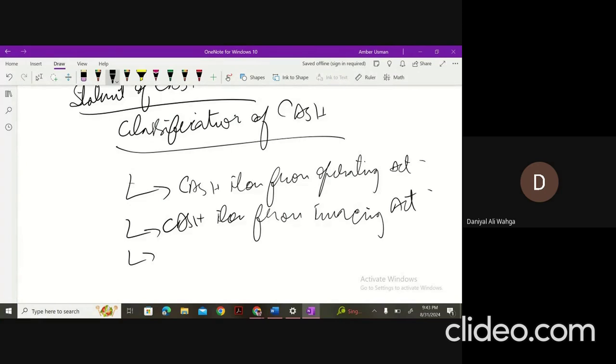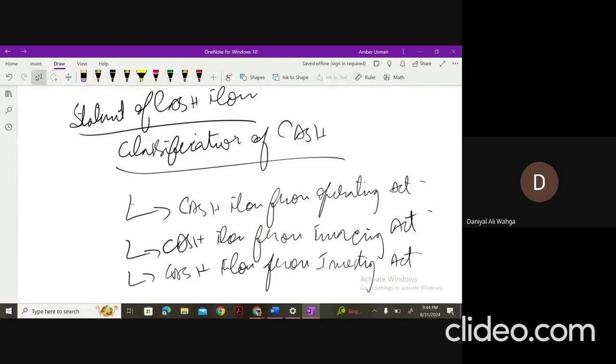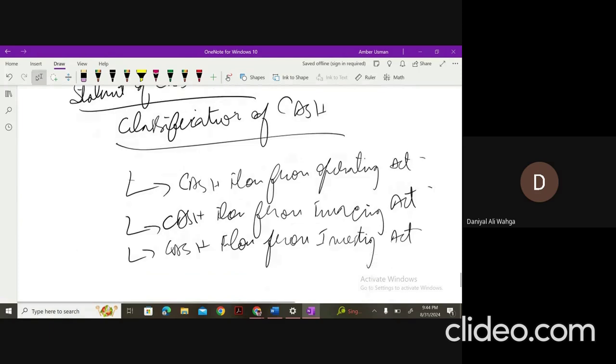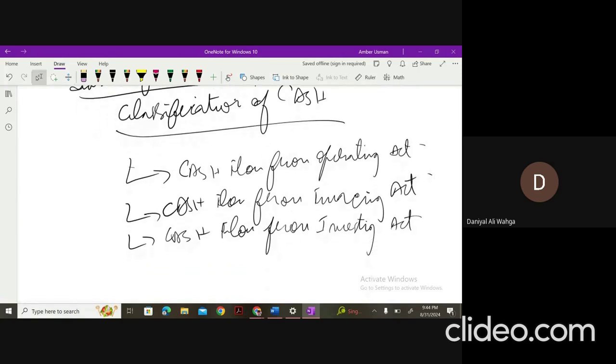Financing activities. So there are three classifications. Cash flow from operating activities: what are the operating activities? All those activities which are undertaken for earning the revenue. We earn our revenue through our operations, so all that cash generated from doing the business is known as cash flow from operating. Then there is cash flow from financing activities, and then there is cash flow from investing activities.